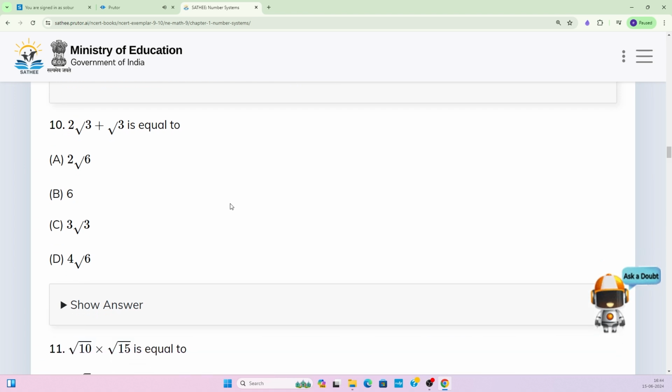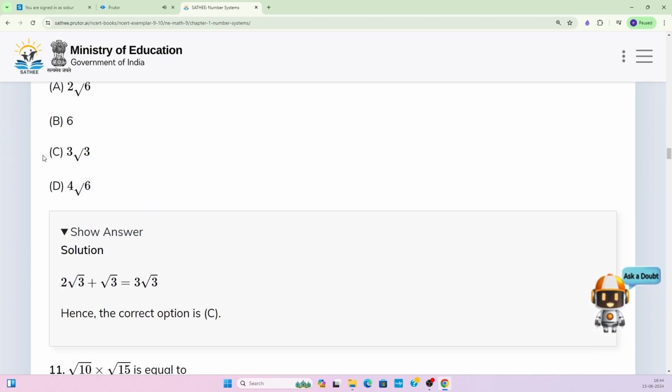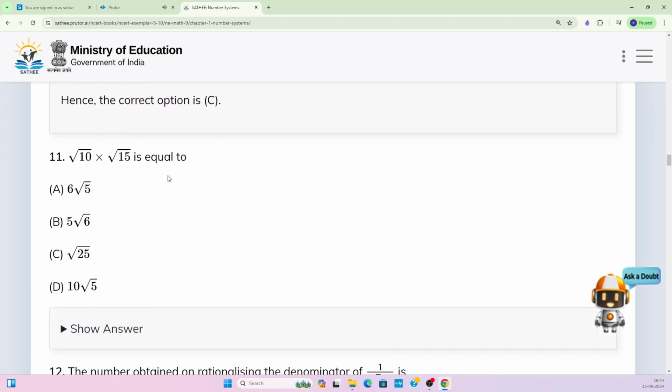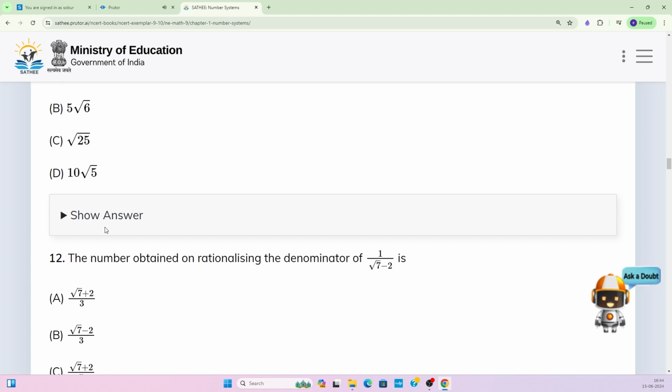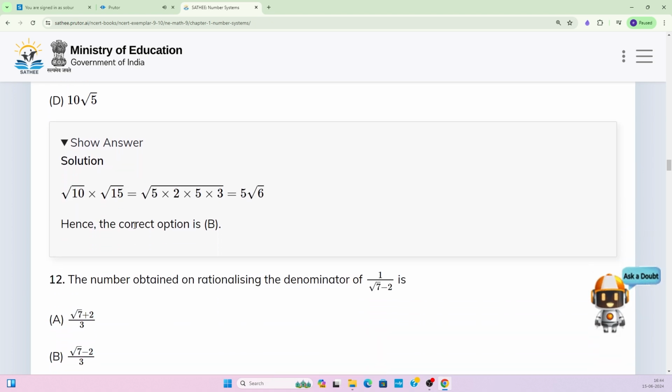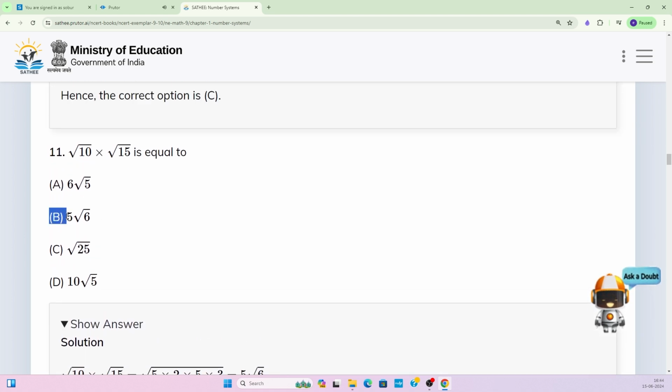In the next question here we have 2 times root 3 plus root 3 is equal to what? So here 2 times root 3 plus root 3 is actually equal to 3 times root 3. Hence the correct option is option number C. And now let us see question number 11. Here we have root 10 times root 15 is equal to what? First of all we have to simplify it. Root 10 into root 15 is equal to root over 5 into 2 into 5 into 3, that is equal to 5 root 6. Hence the correct option is option number B.